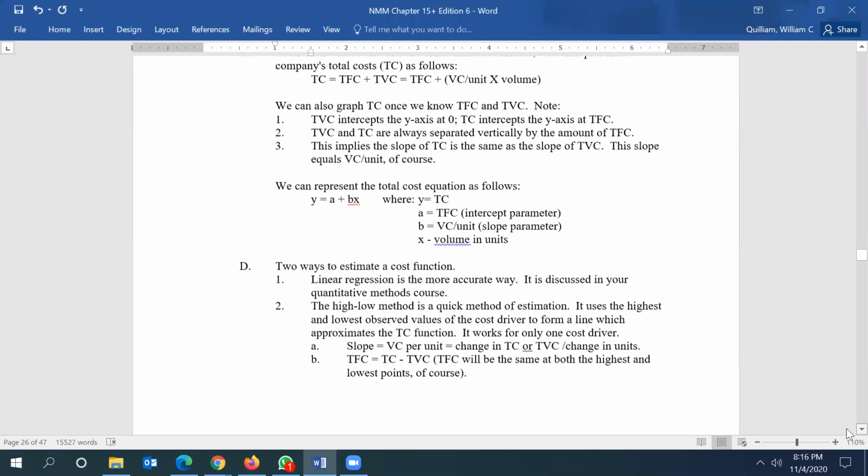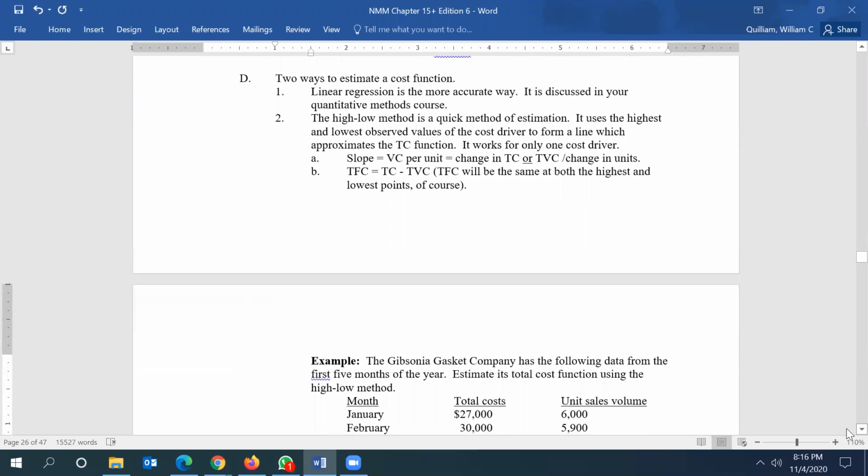Then there are two ways to estimate a cost function. First of all, linear regression. It's the more accurate way. It's discussed in your quantitative methods or business stats course. I don't need to do it here. But just to let you know, there's a quick and easy method that we will use just to give you a feel for this, which is called the high-low method.